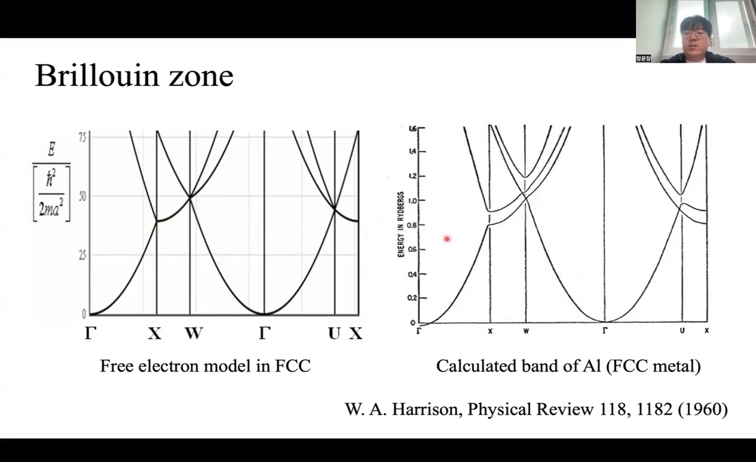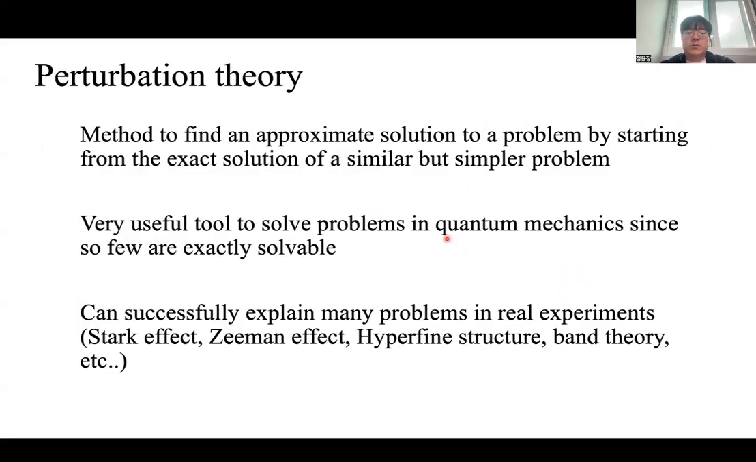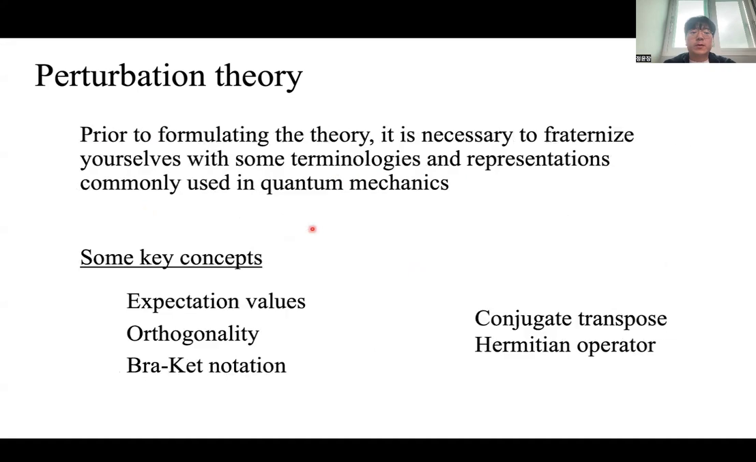And the way you calculate this is using what's called perturbation theory. As we went over near the end of last time, perturbation theory is a method to find an approximate solution by starting from the point where you know the exact solution for something. So it's actually a very useful tool, but it requires some quantum mechanical background for you to understand. So last time we went over those concepts. The key concepts were things like expectation values, orthogonality, this bra-ket notation, and then we talked about conjugate transposes, Hermitian operators, and we also talked about the similarities between functions and vectors. So we're going to go over those again in a step-by-step fashion, and then we're going to go on to perturbation theory.